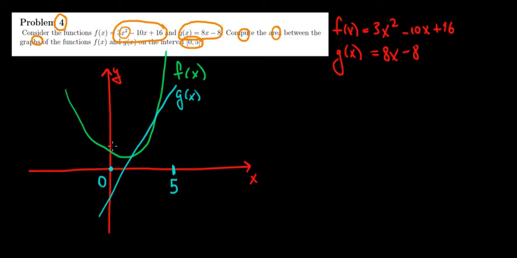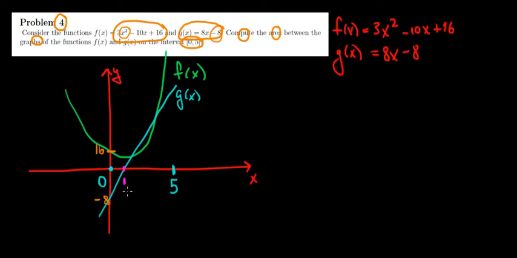F of x would have a y-intercept equal to 16, because when x equals 0, f of x would equal 16. So that would be the intercept over here. What else do we need to know? G of x has an intercept of minus 8, so g of x starts at minus 8. The slope is positive 8. And what's going to be the x-intercept? Well, let's see. 8x minus 8 equals 0. That means that x is going to be equal to 1. So the x-intercept would be 1.